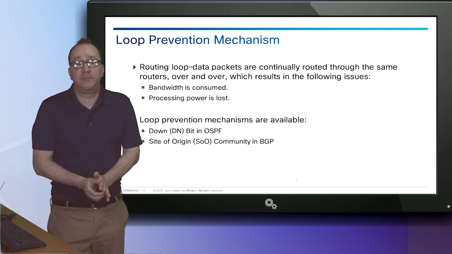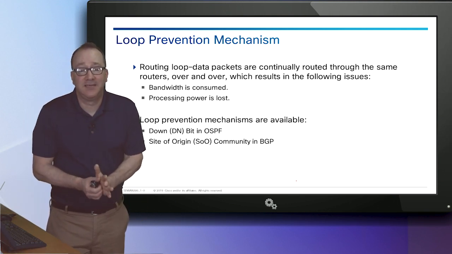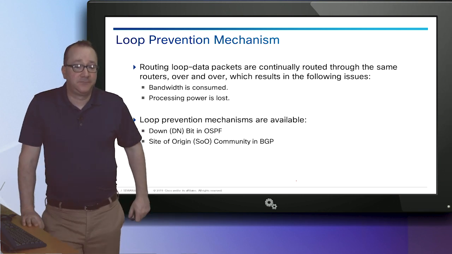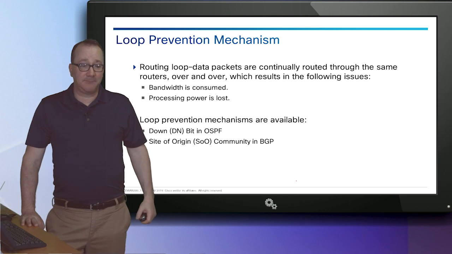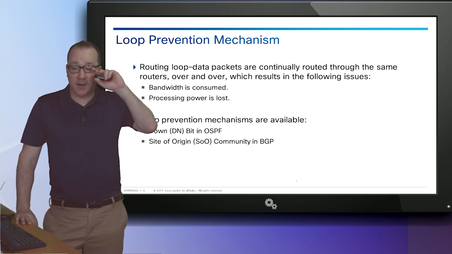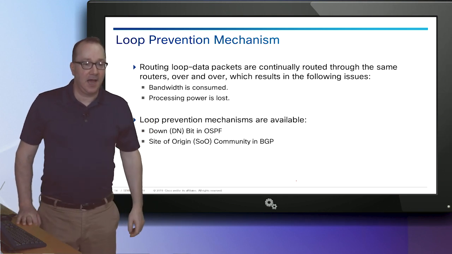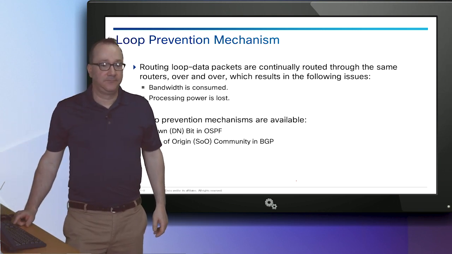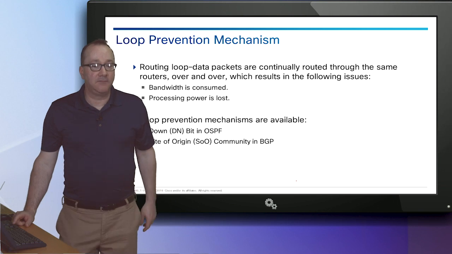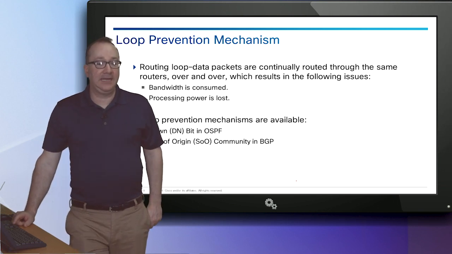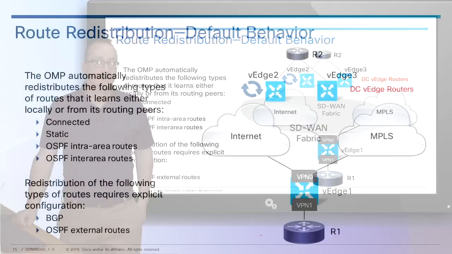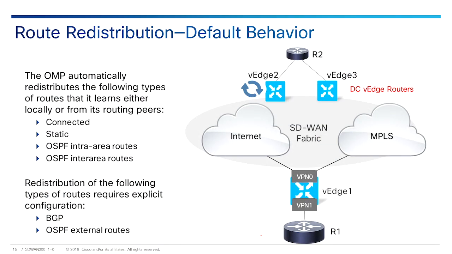So a major portion of the limited bandwidth that is available for normal user traffic on the affected routers is going to be consumed by these looping IP packets. And a major portion of the processing power of the affected routers is going to be used to process those looping IP packets. And we need some kind of loop prevention mechanism. In OSPF, we have the down bit, and in BGP, we have the site of origin community. Okay. Now, how do we do route redistribution and make sure that we don't have loops in OMP?